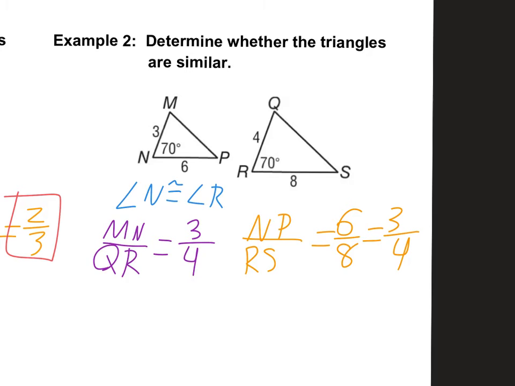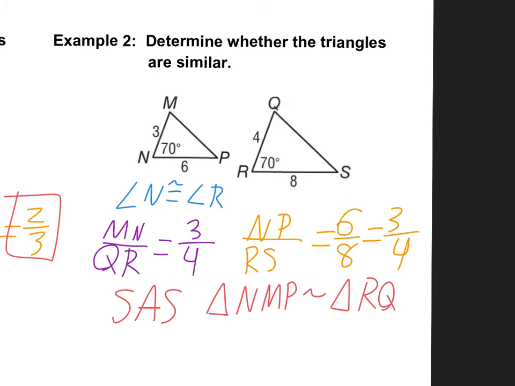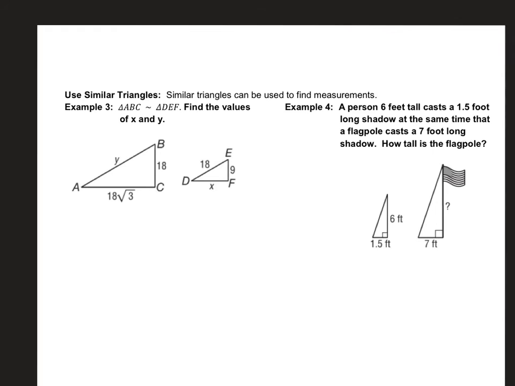So our two sides are proportional and their included angle is congruent, which means that by the side-angle-side similarity, these are going to be similar triangles. And our similarity statement would be triangle NMP is similar to triangle RQS. All right, two more problems.